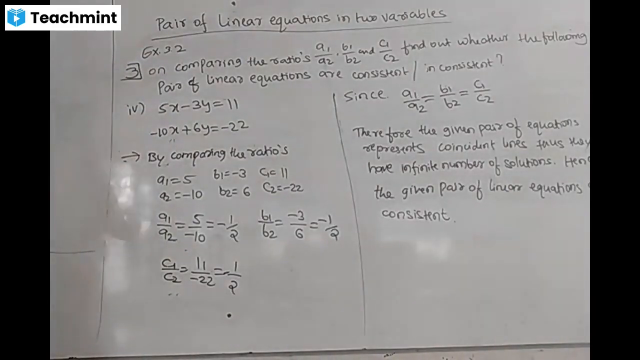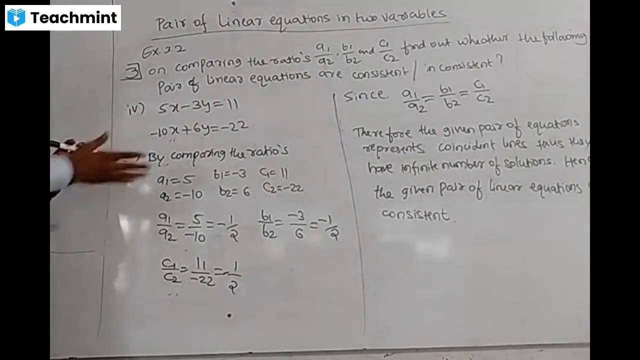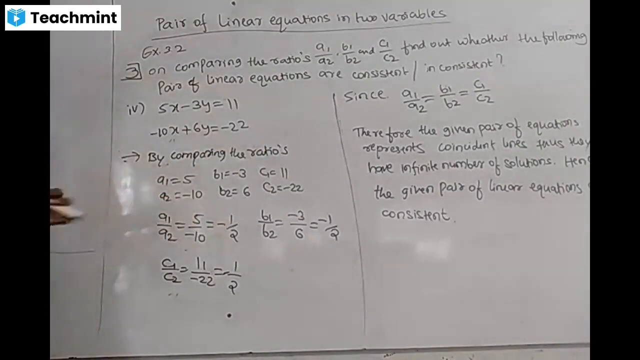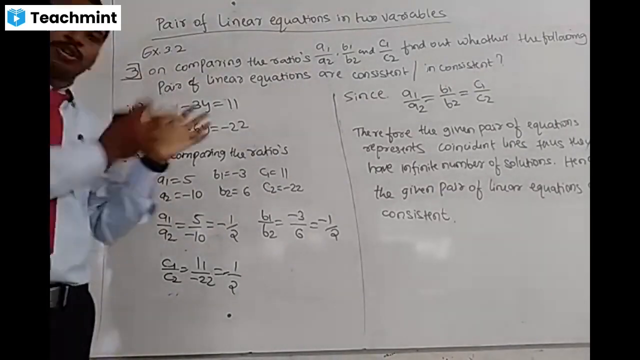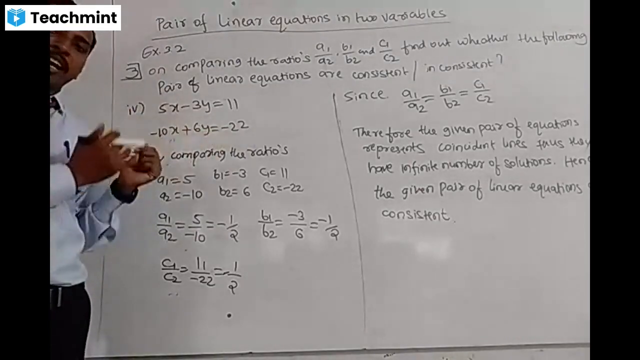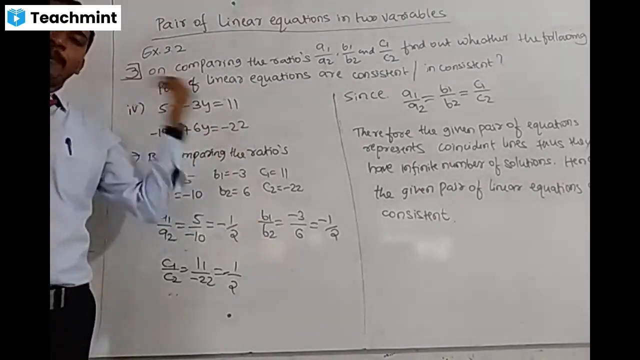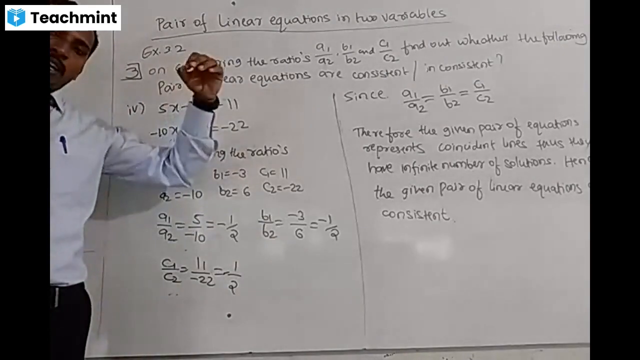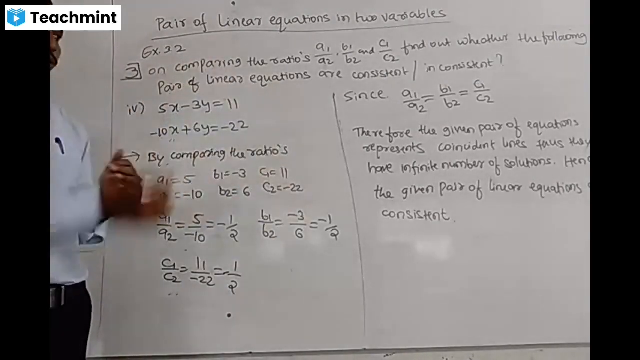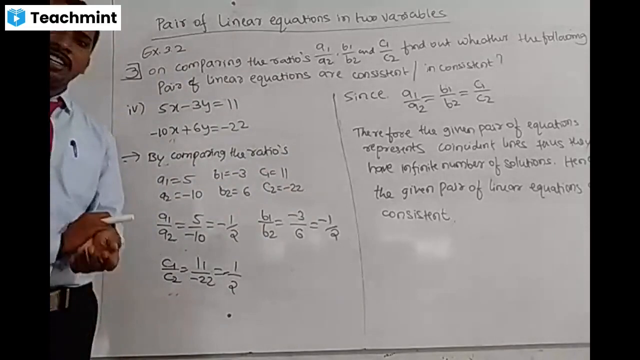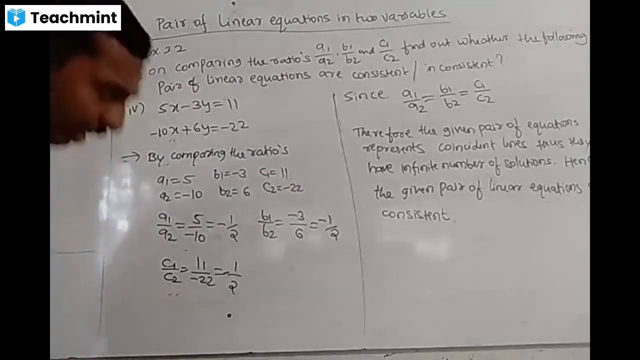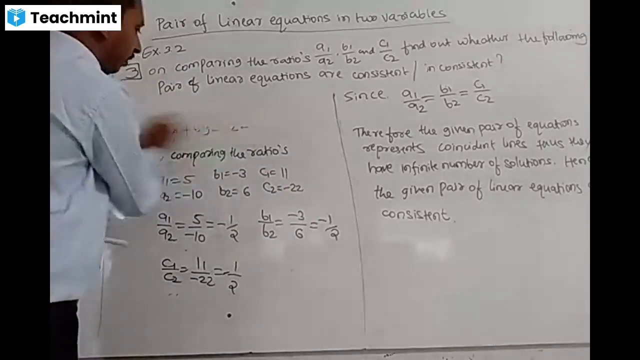Students, the next question, the fifth question, I will give you to solve at home. It is the same as the previous questions that we have discussed. You need to find a1 by a2, b1 by b2, c1 by c2, and according to the ratios, check which lines the given pair of equations represent, whether it has a solution or not, and then whether they are consistent or not. Take it as homework.